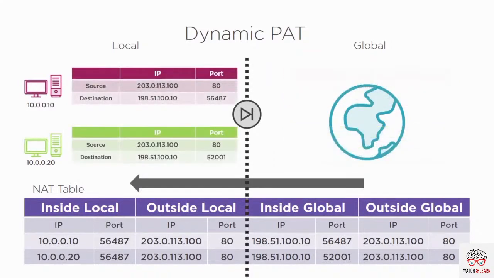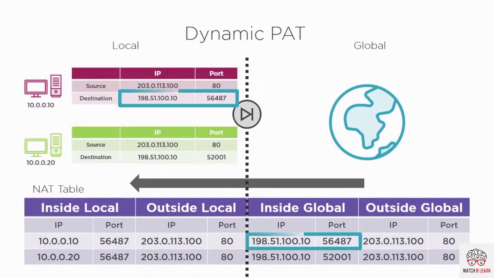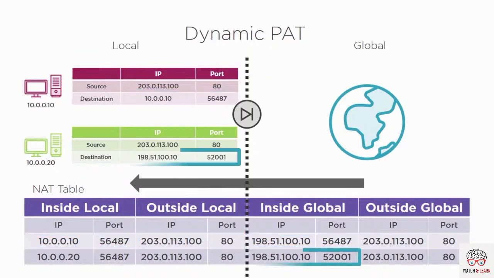So when it moves to the inside of the network, we can look at the message coming from 198.51.100.10, port 56,487, see that it needs to get translated back to 10.0.0.10, and change our message. And then when we look at the second message to 10.0.0.20, we'll see that it has a different source port number. We can actually do the translation properly now.